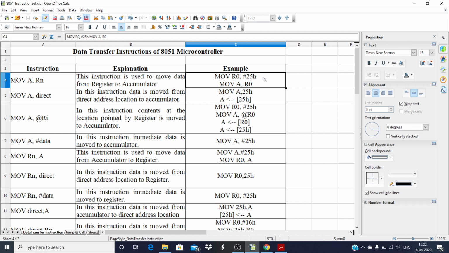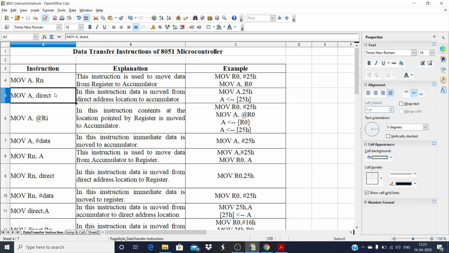#25 means this is immediate data. This immediate data is moved to R0. That means R0 is initialized with data 25. That means the register now contains the data 25. MOV A, R0. It means that the contents of the register, which is 25, is moved to the A, that is accumulator. Next instruction, MOV A, direct.